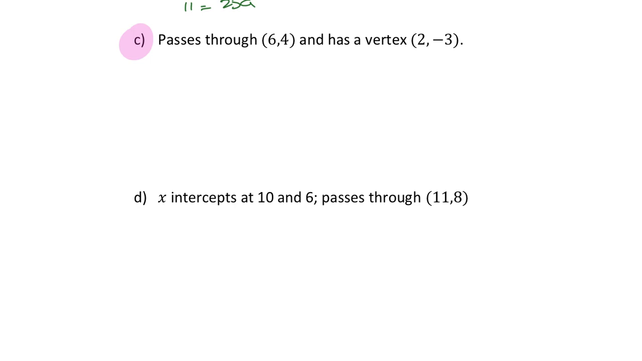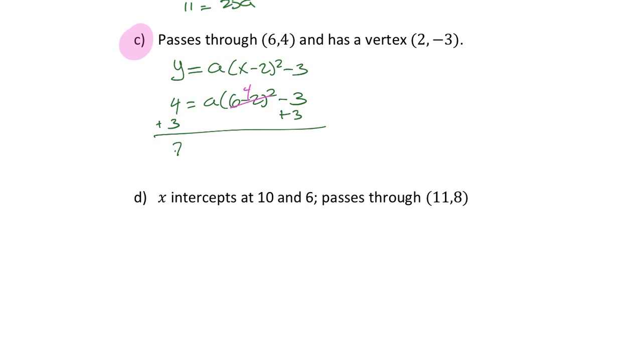Okay, so see this one. y equals, sorry, y equals a times x minus 2, squared, minus 3. Again, I'm going to find the a value, so I'm going to plug in 4 equals a times 6 minus 2, squared, minus 3. So I'm going to add the 3 here, plus 3. The inside of the parentheses is the same as 4, and 4 squared is the same as 16. So I got 7 equals 16a, and then I'm going to divide by 16, so a equals 7 over 16. So now my equation is y equals 7 over 16 times x minus 2, squared, minus 3.